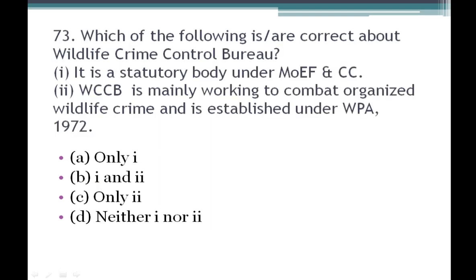Question number 73. Which of the following is or are correct about Wildlife Crime Control Bureau? Number 1. It is a statutory body under Ministry of Environment, Forest and Climate Change. Number 2. WCCB is mainly working to combat organized wildlife crime and is established under Wildlife Protection Act 1972. The correct answer is option B, that is both 1 and 2.